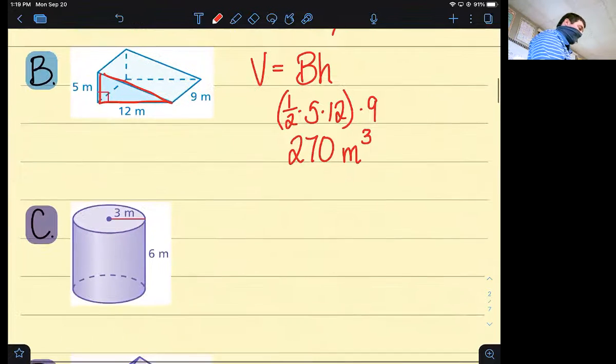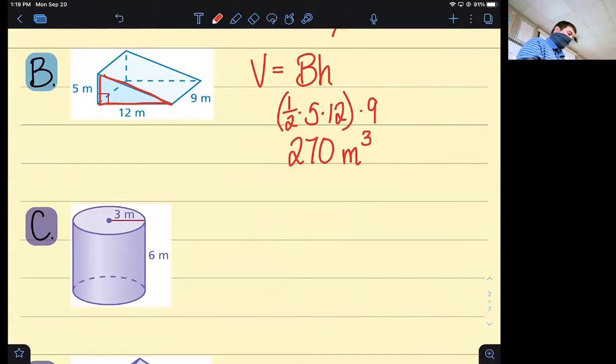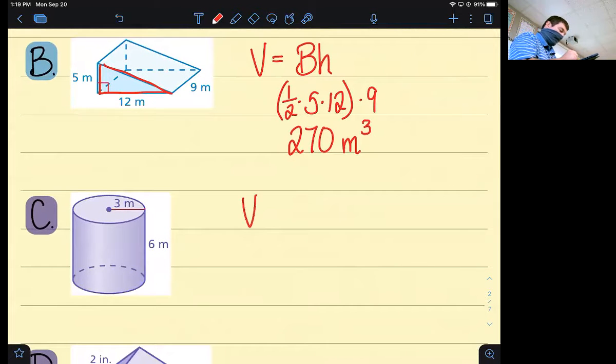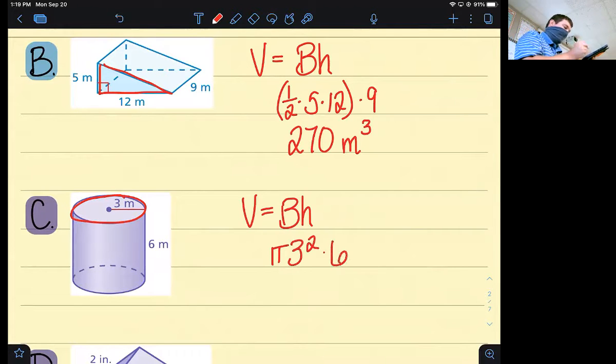Example C is a circular prism. We know it's called a cylinder, and it uses the same formula for volume, except we're going to plug in a different thing for capital B. Garrett, what am I going to plug in for the circle formula, since I have a circle base? That's right. And what is our radius? Good. And our height's going to be 6.